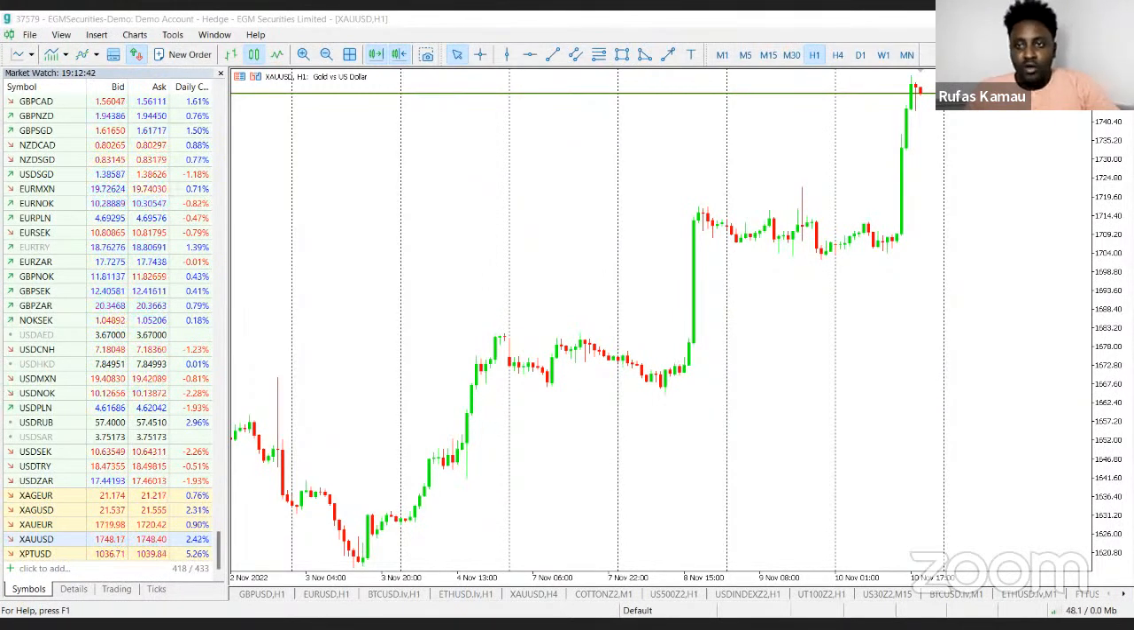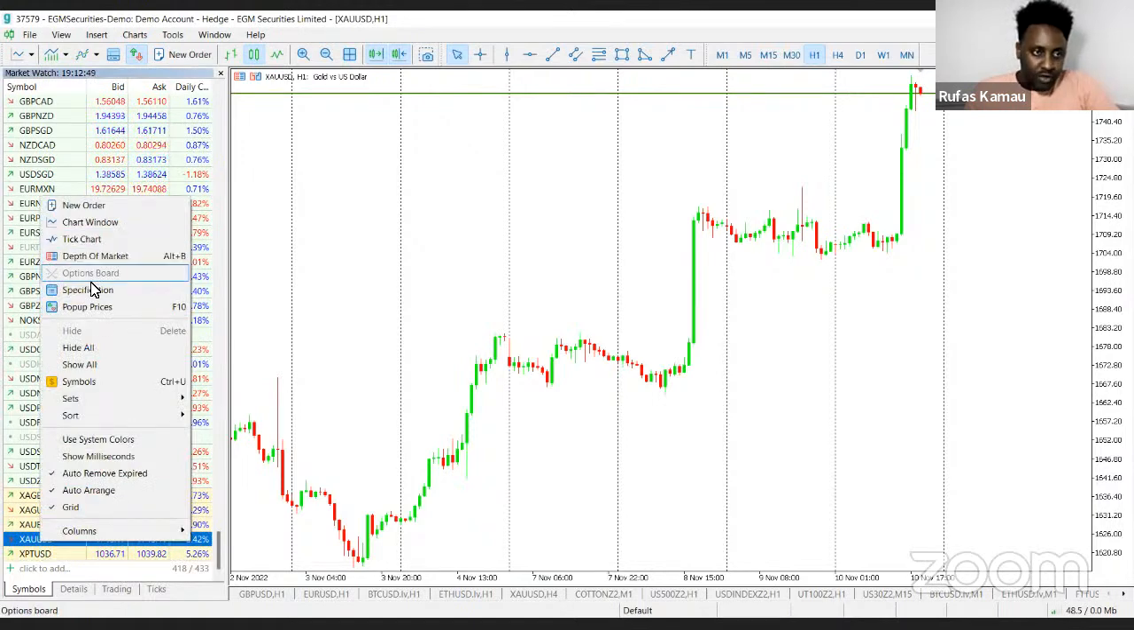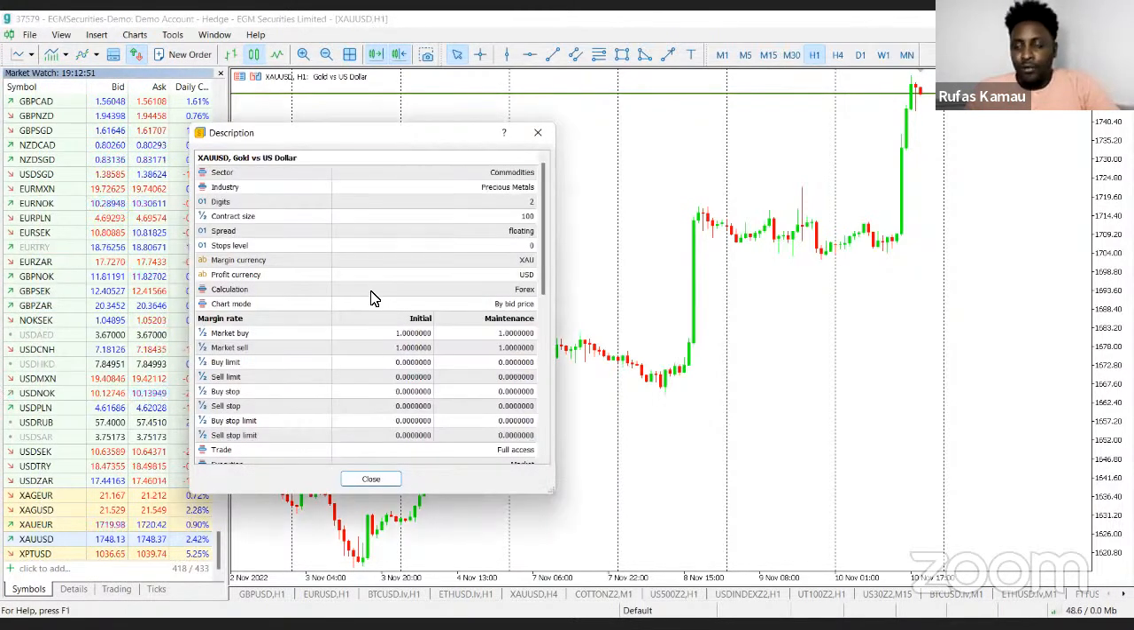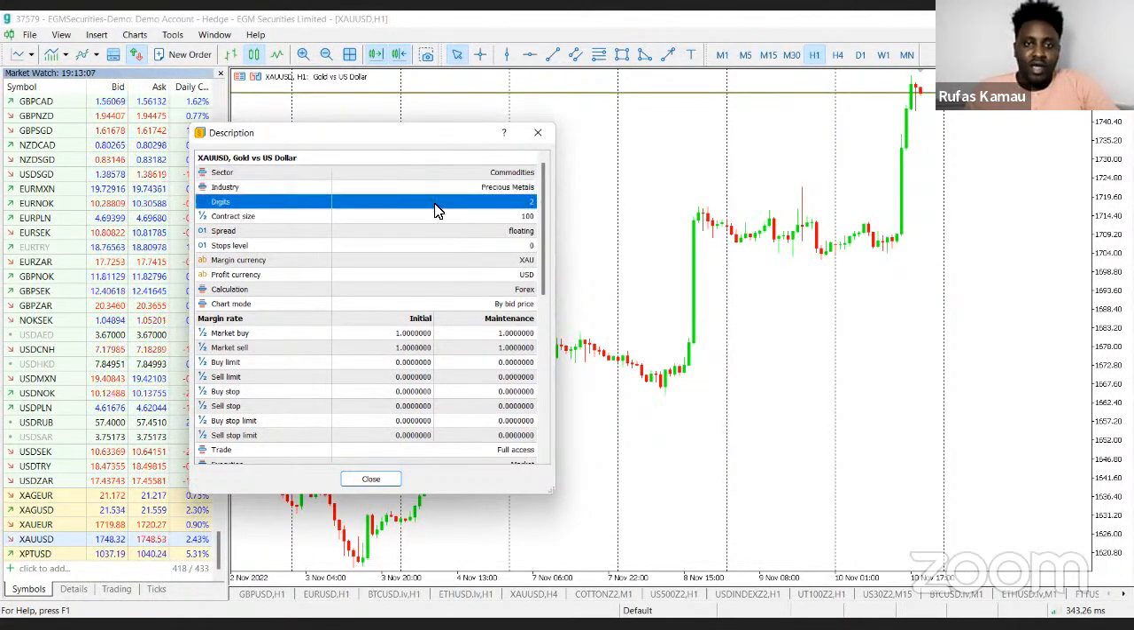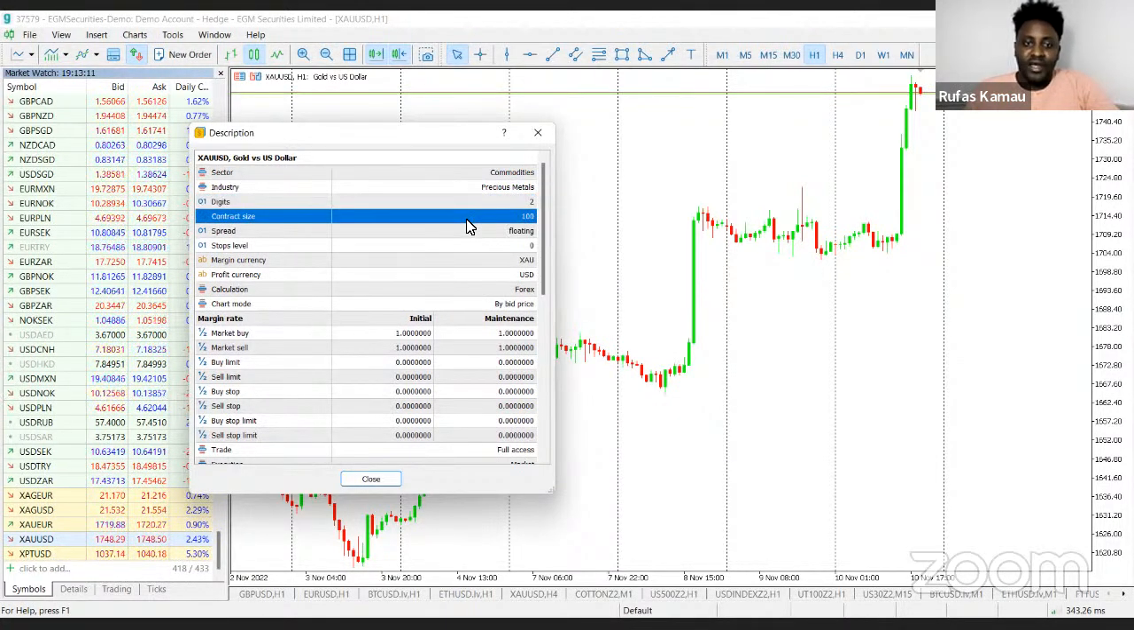When it comes to trading gold, there are a couple of things that you need to understand, and one of them is the contract specifications. This is very important, especially if you're new to trading. Gold is traded as a commodity. It's a spot asset, meaning that you're looking at spot prices. It's not a futures contract. Under the precious metals industry standard, it has 2 decimal points on the pricing, and the contract size is 100. This is very important for you to understand.